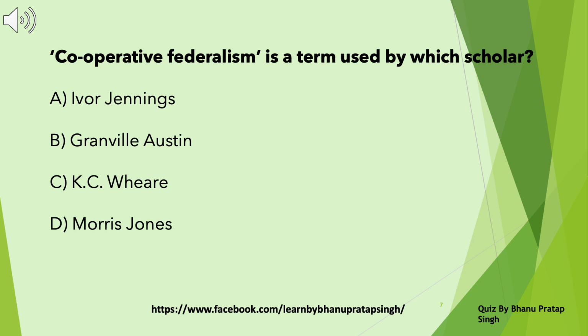Cooperative federalism is a term used by which scholar? A. Ivor Jennings. B. Granville Austin. C. K.C. Wheare. D. Morris Jones. Choose the correct answer. Answer B. Granville Austin.